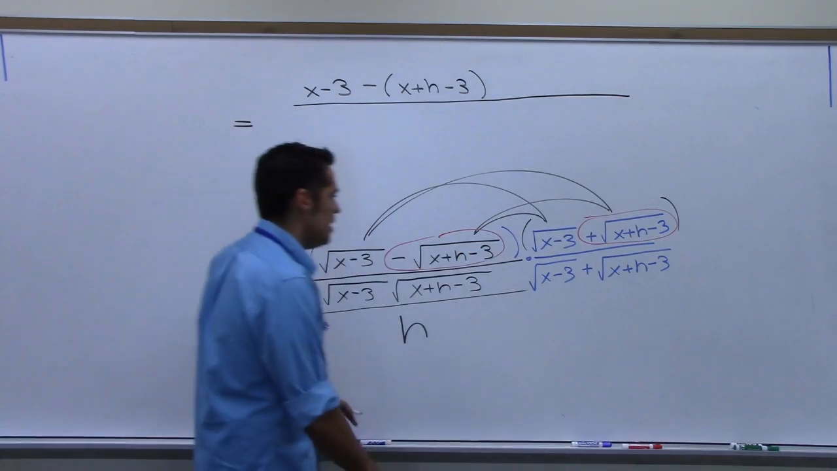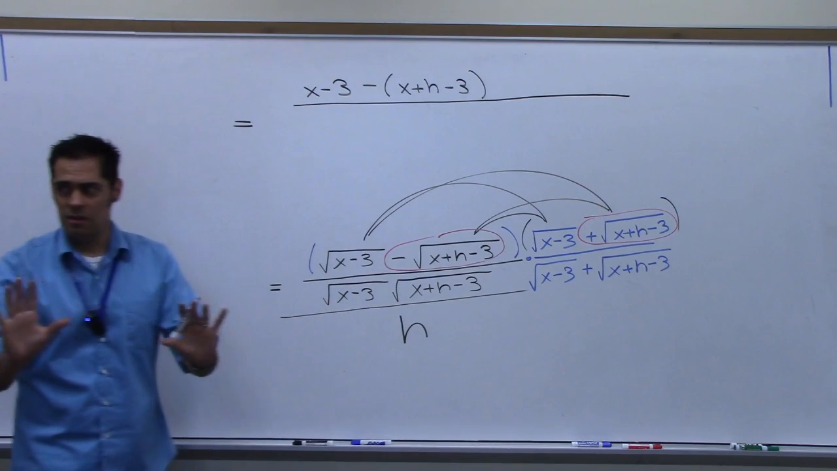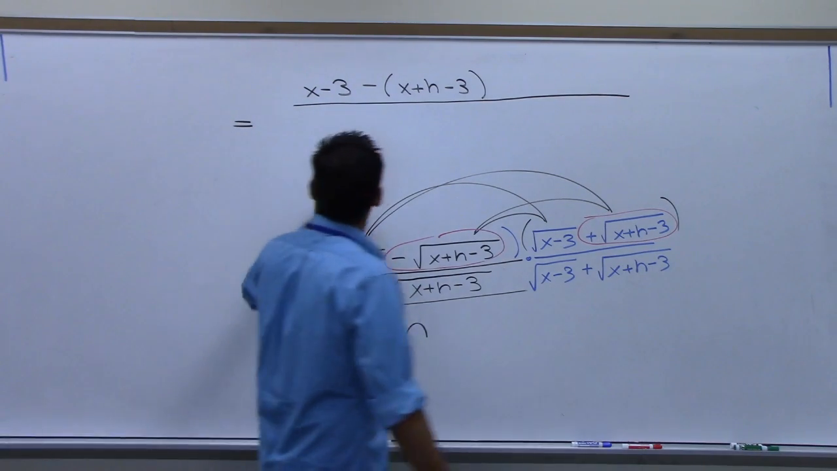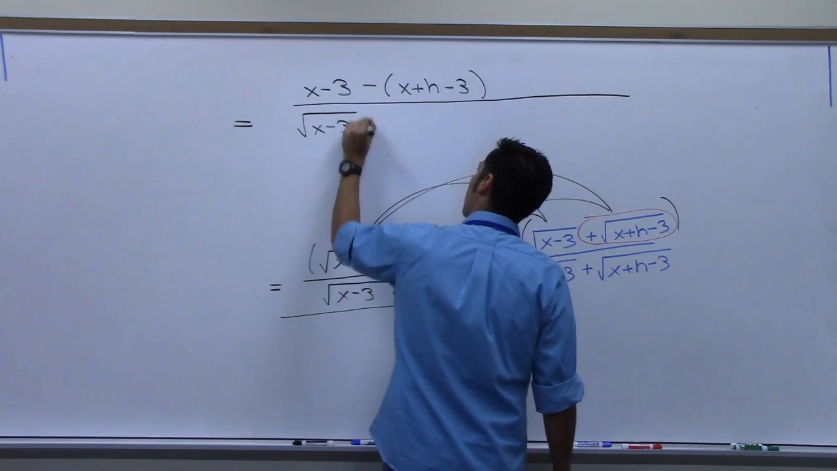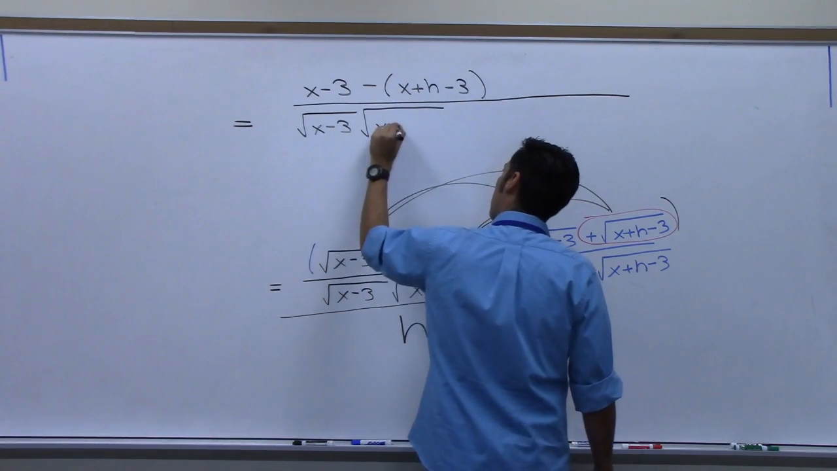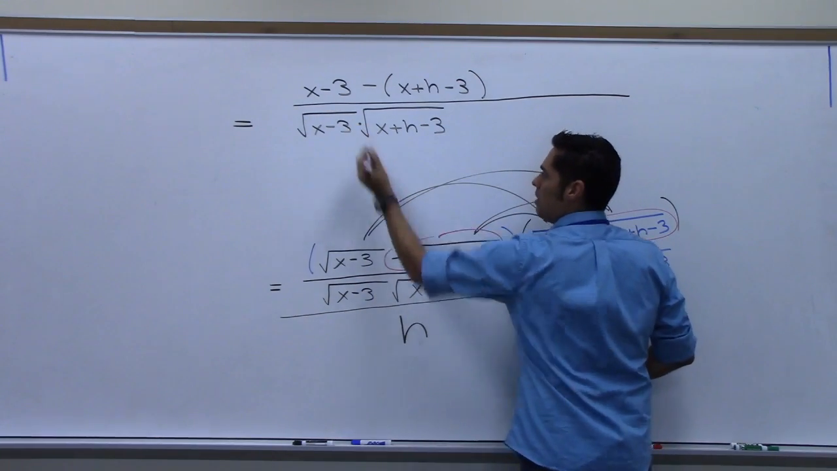I have this, times this, and I'm not going to touch it. I'm just going to leave it like that. Because what's my goal? Get the h to cancel. I really don't care how complicated this looks. So it's these two, which were being multiplied, weren't they? Right there.